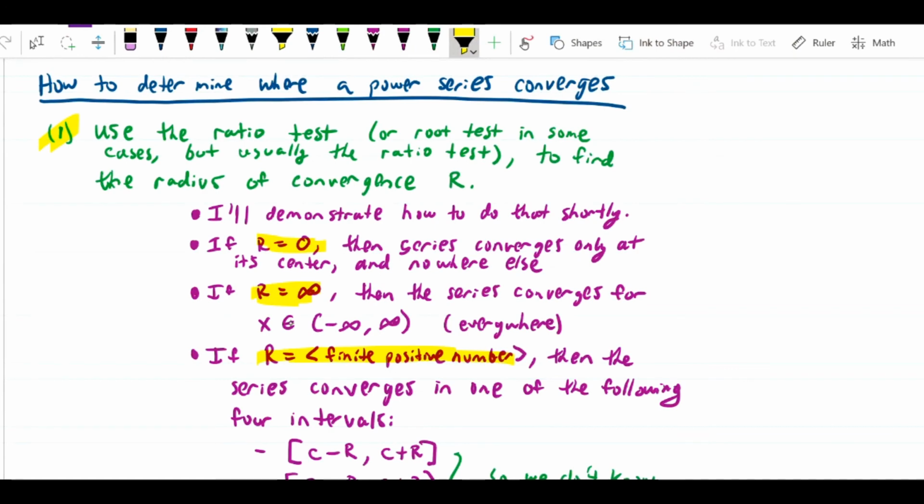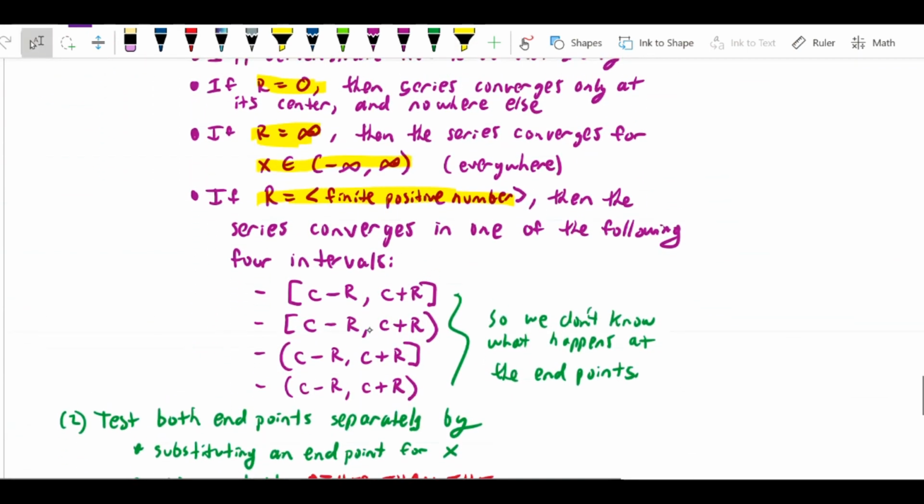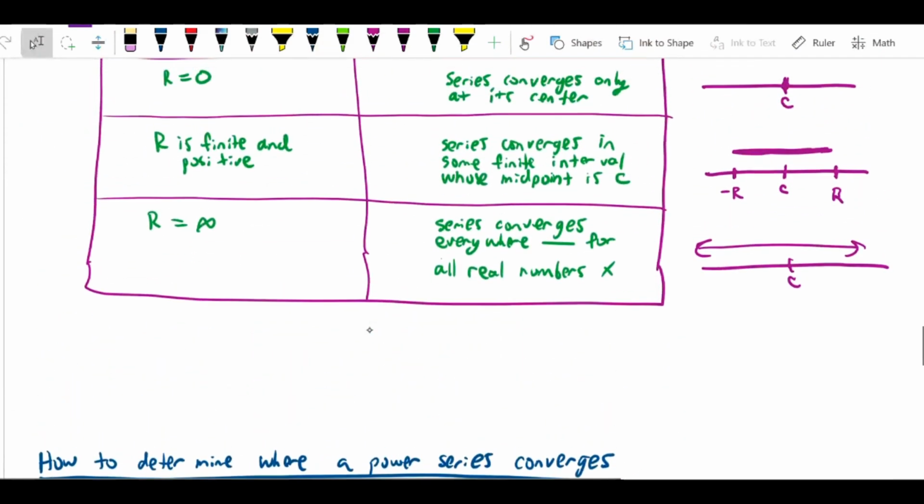Next, r equals infinity. That's, of course, the series that converges everywhere. The interval of convergence is then just negative infinity to infinity. If r is a finite positive number, then that means the series converges for that finite interval that I drew up here. In other words, this one.